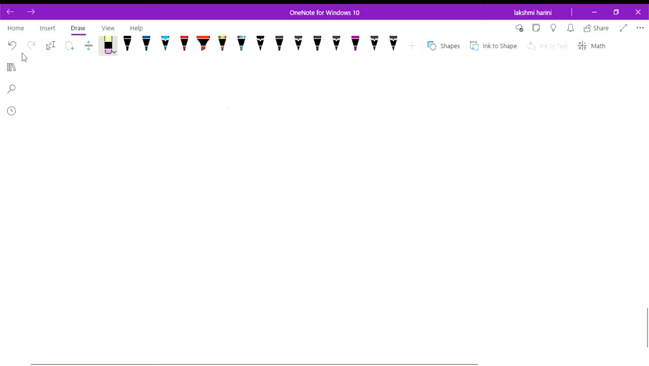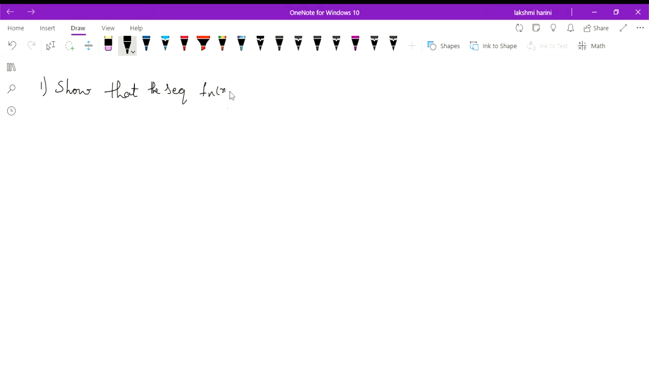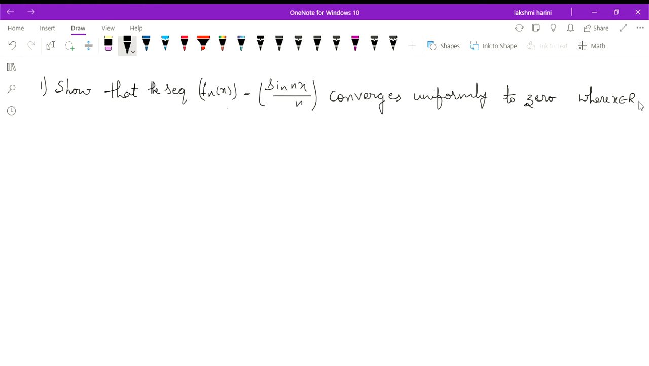Okay, so first problem, that is: show that the sequence fn of x is equal to sin nx by n converges uniformly to 0, where x belongs to R. Okay, now proof.